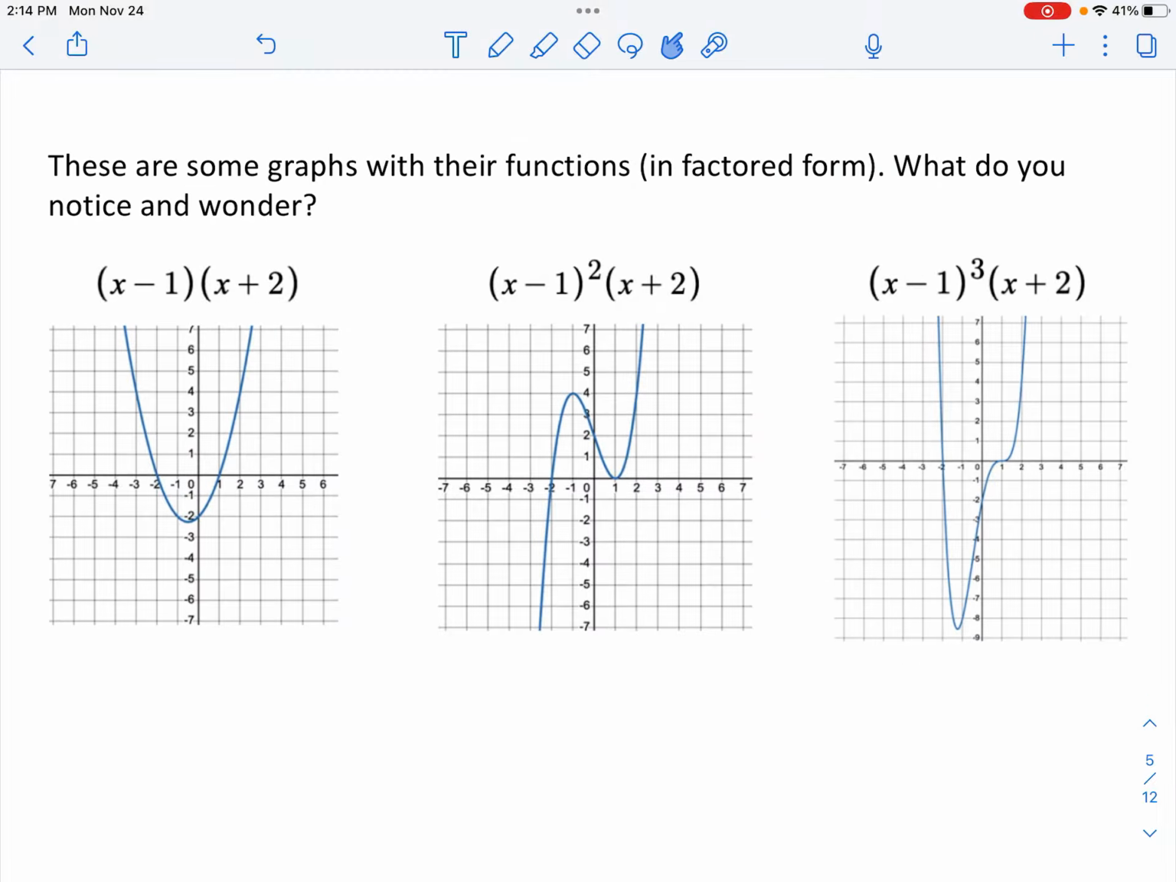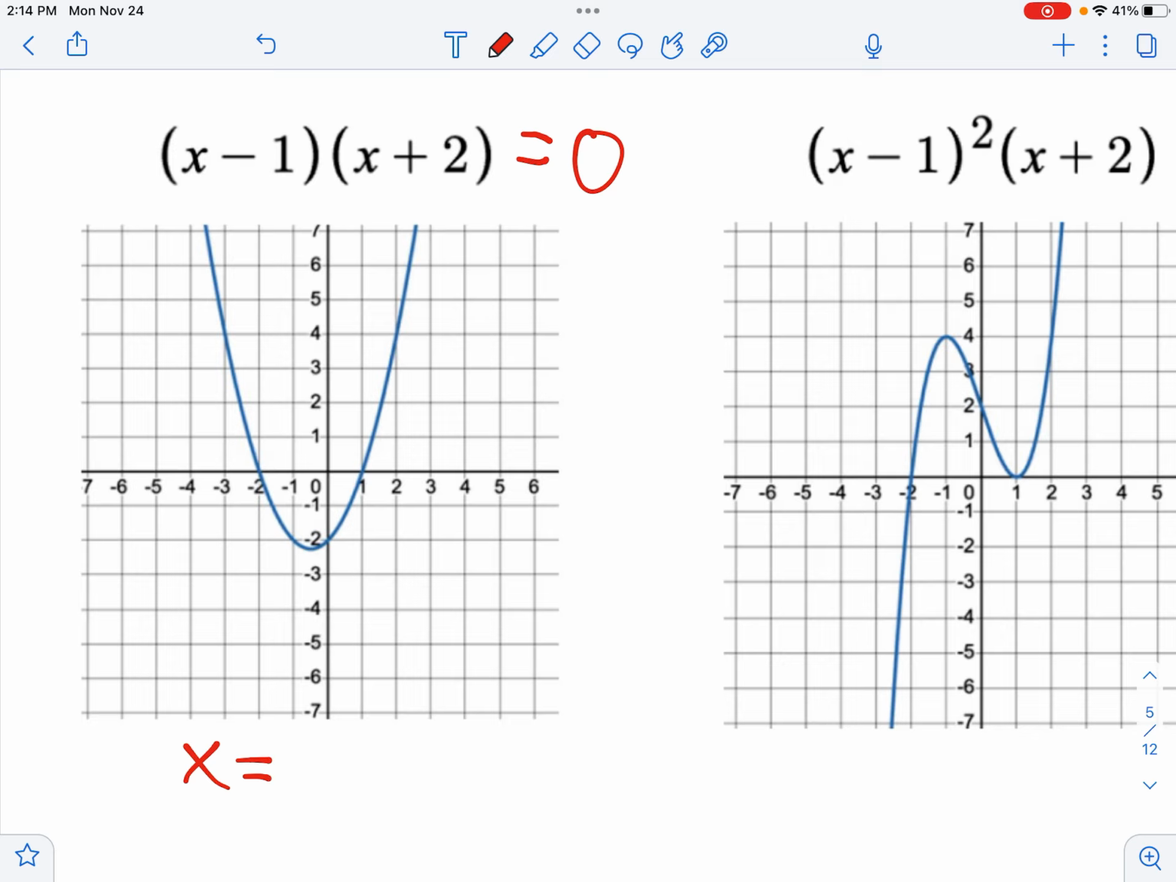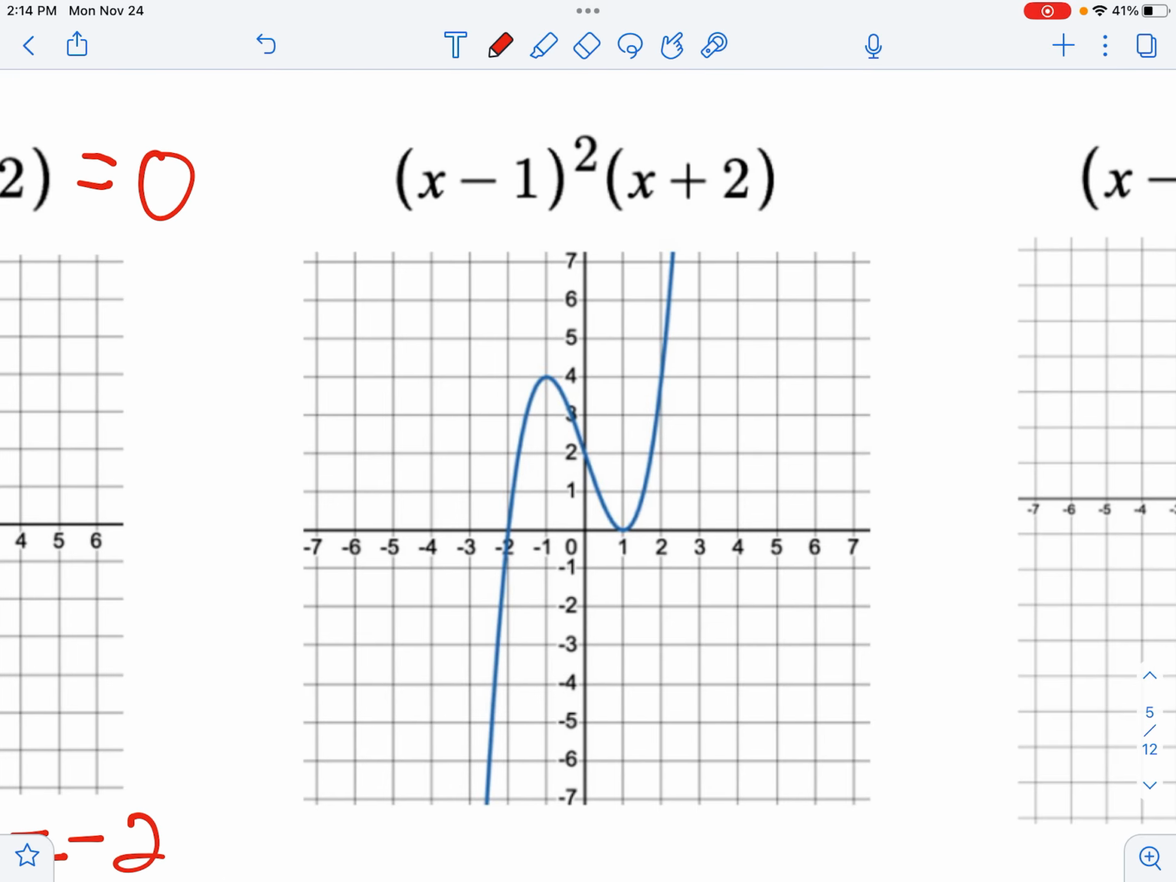Okay, so if I gave you these three graphs, and I said, what are some things you notice? You might notice that when I set these equal to 0, that happens to be my solution, right? So my roots here would be 1 and -2. And you'll notice that is also where these cross the x-axis, or where y is 0, okay? Same thing over here. I've got a -2, you can see that. And my other root would be 1.